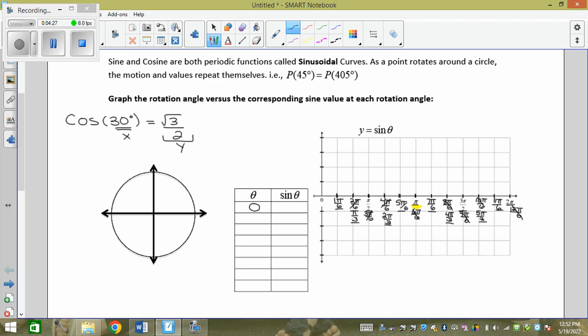So I want sine theta of 0. So I want sine of 0. What is sine of 0? What is my y at 0? 0. So my new coordinate is 0, 0.